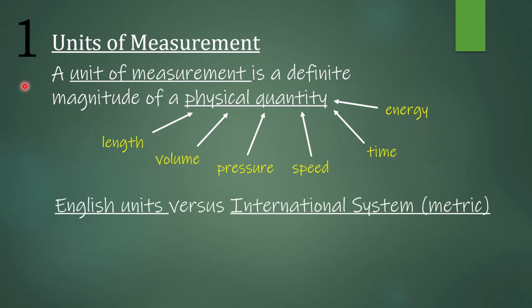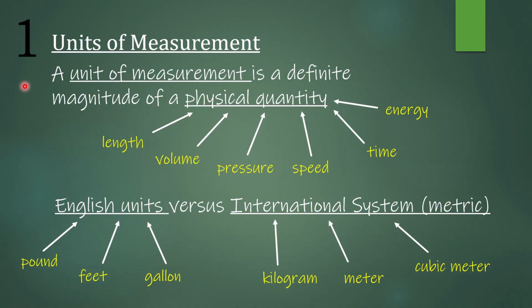Now, oftentimes units fall into English units versus the international system or metric system. For instance, in the English units, common units are pound for weight or feet for length or gallon for volume. In the international system, kilogram for mass, meter for length, cubic meter, which is just a derived unit, for volume.